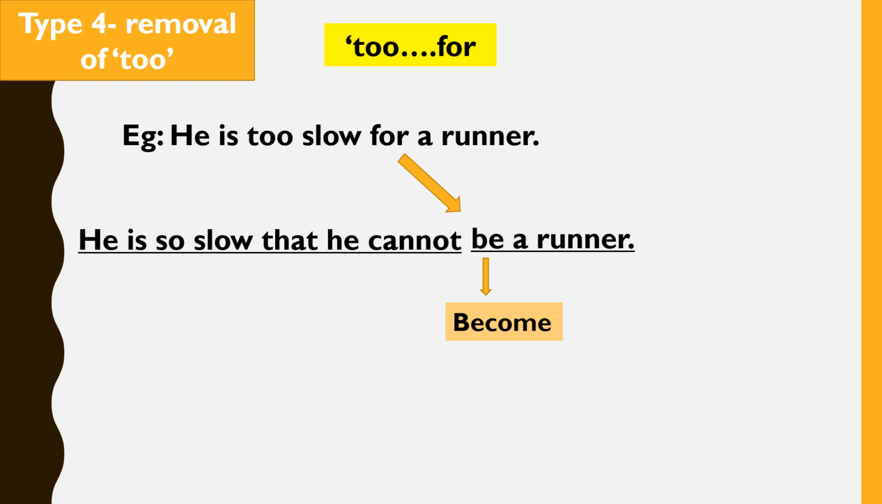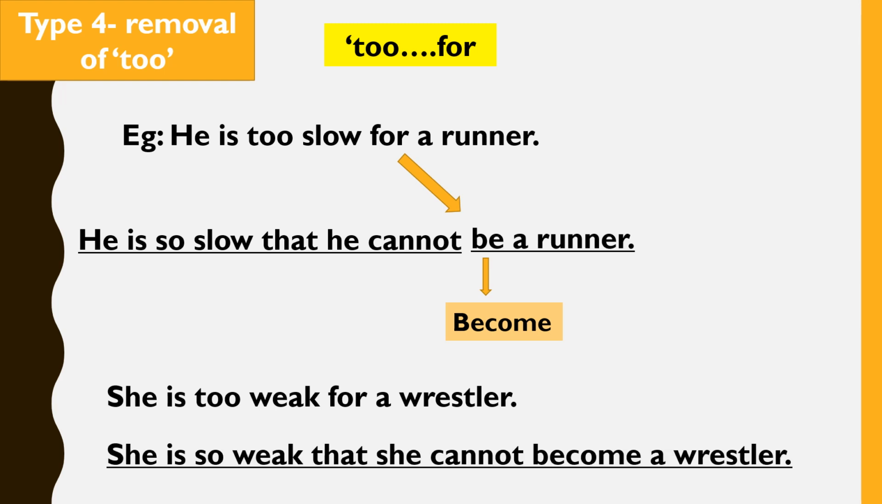Let's take another example. She is too weak for a wrestler. It means this person is so weak that she cannot be a wrestler or she cannot become a wrestler. So we remove "too" and write the sentence as, she is so weak that she cannot become a wrestler.